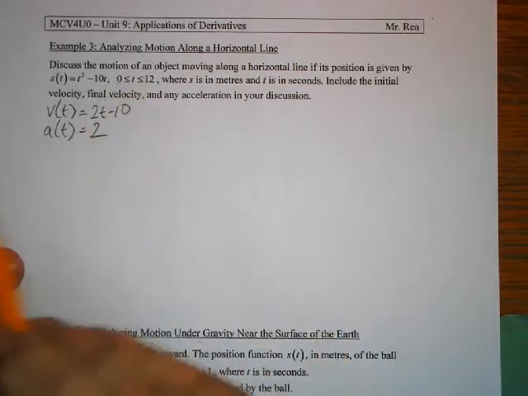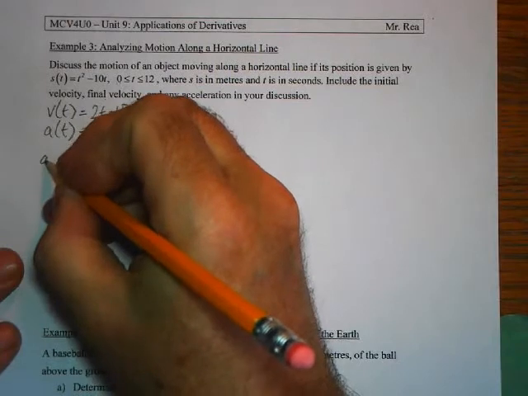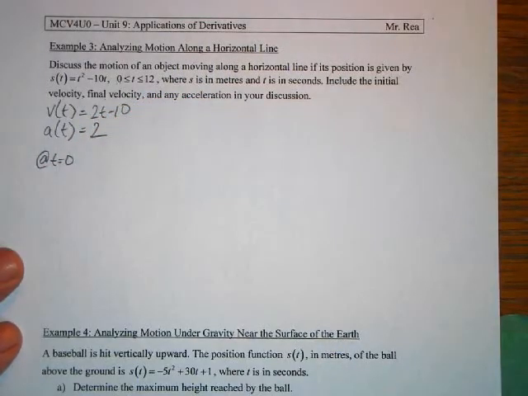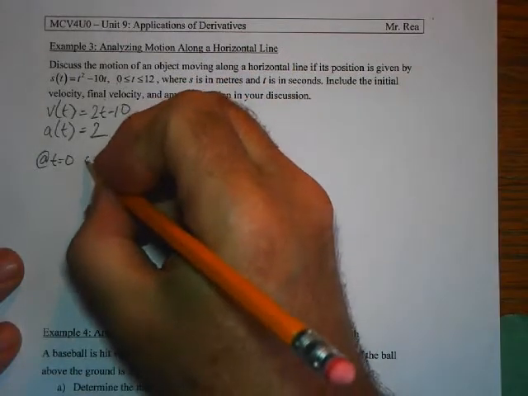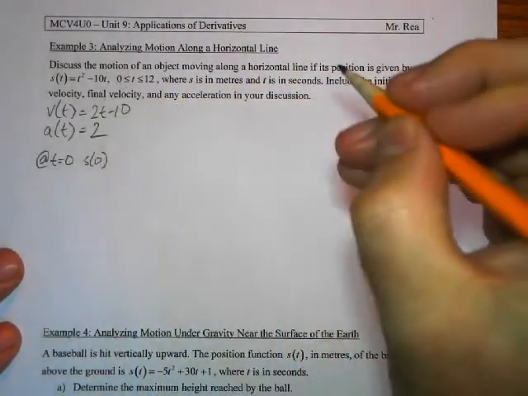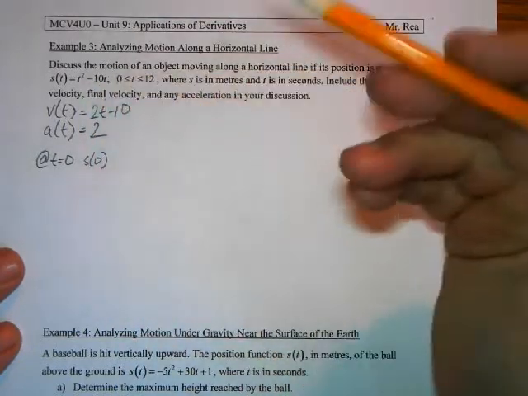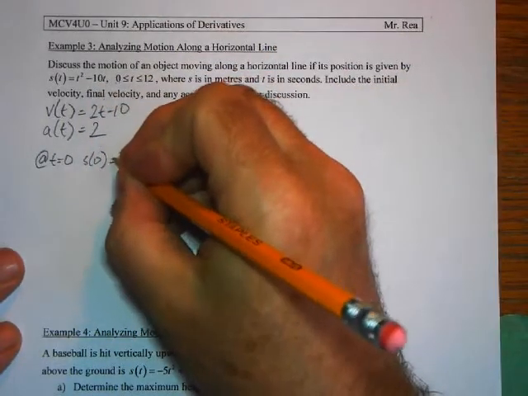So let's look at t equals 0. Let's get the position. So s of 0, if I go back to the top equation here, is 0 minus 0. So the initial position is at 0 meters.